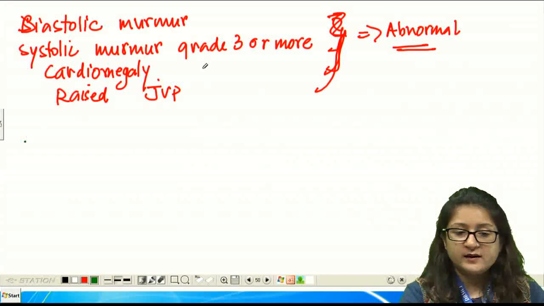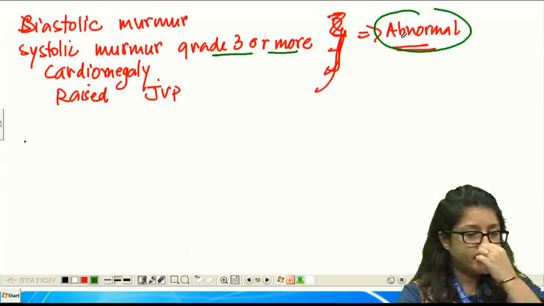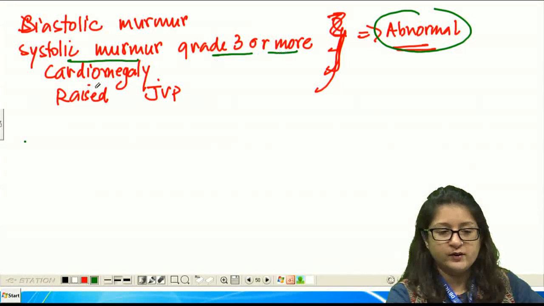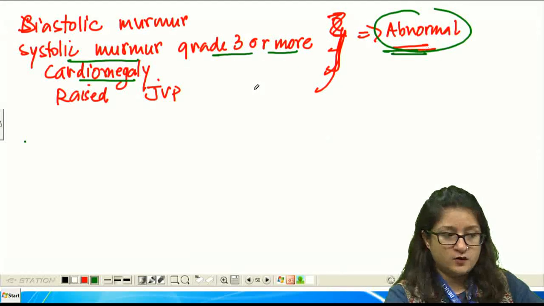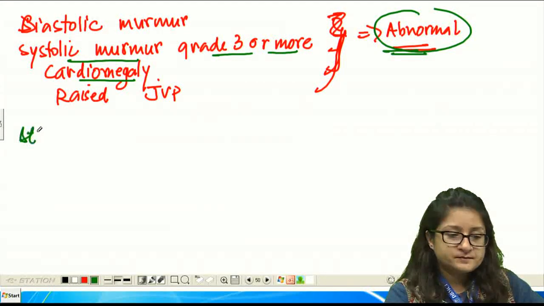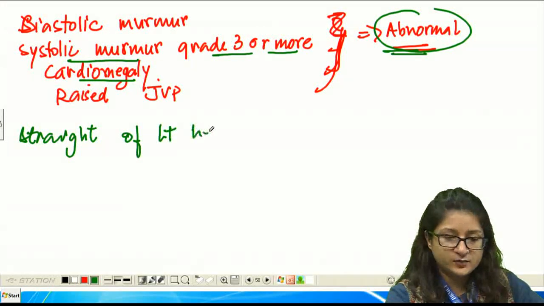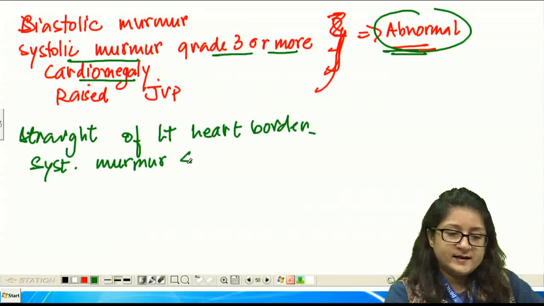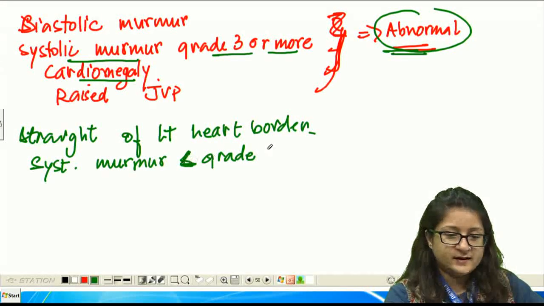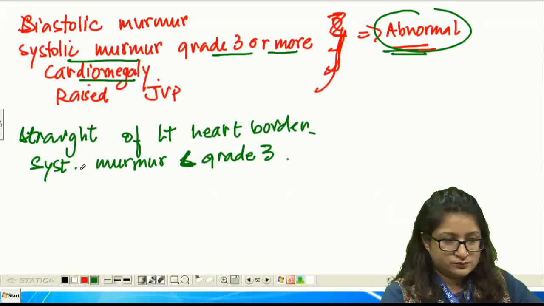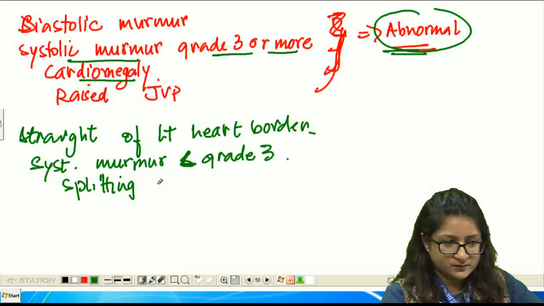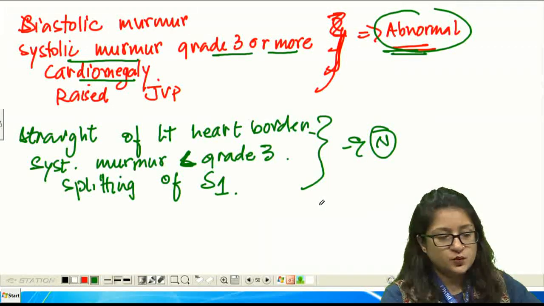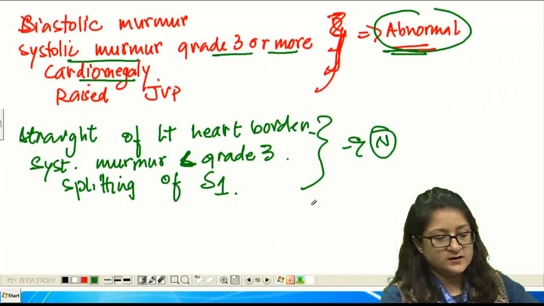So a systolic murmur which is grade 3 or more is definitely abnormal. Normally there can be a systolic murmur which is grade 1 or 2, and that can be a normal pregnancy finding. Cardiomegaly is definitely abnormal. Straightening of the left heart border, a systolic murmur less than grade 3, and S1 can be normal findings. So this is what is important to remember about the cardiovascular changes.